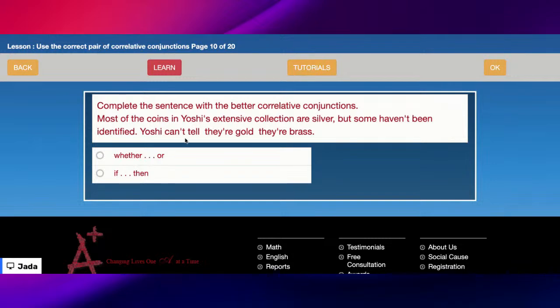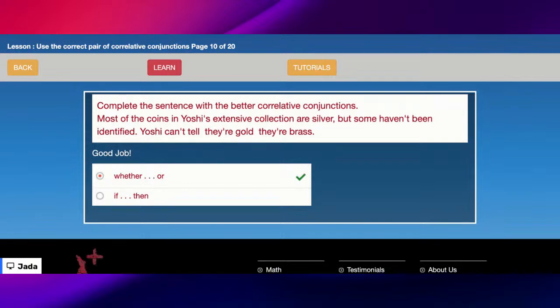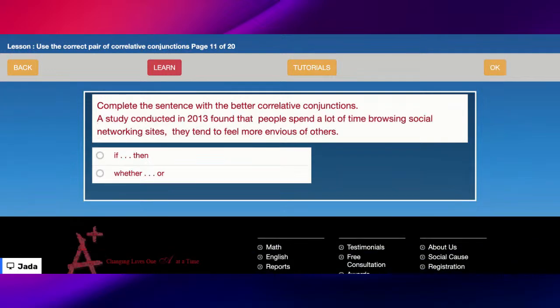Most of the coins in Yoshi's extensive collection are silver, but some haven't been identified. Yoshi can't tell dash they are gold, dash they are brass. So it is she can tell whether they are gold or they are brass. Okay, she can't tell between both of them.